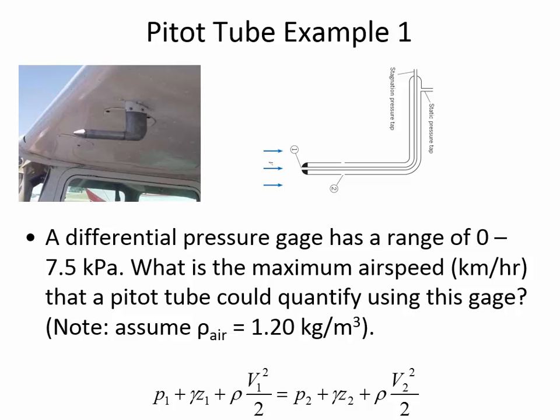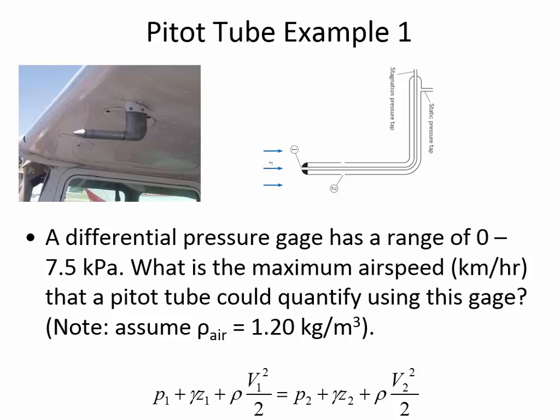Now, the gauge that it's connecting to can only measure from 0 to 7 kPa. And so what we want to know is, assuming no energy losses, and assuming an air density of 1.2 kilograms per cubic meter, which is the typical air density, then what's the range of air speeds that this setup would be able to measure? And when you solve for the velocities, you're going to get meters per second. So you'll have to do the conversion from meters per second into kilometers per hour, which is what this is interested in. Okay, so what can we say for a horizontally oriented pitot tube like this?